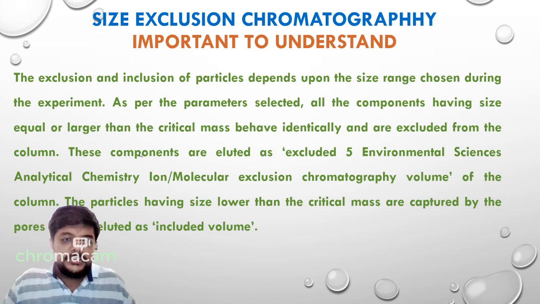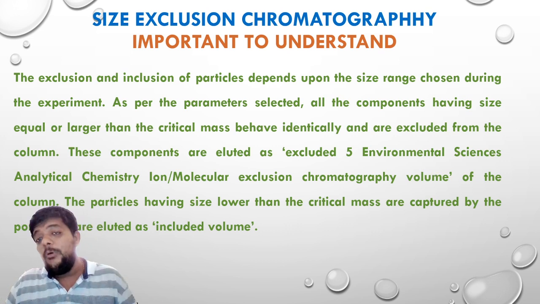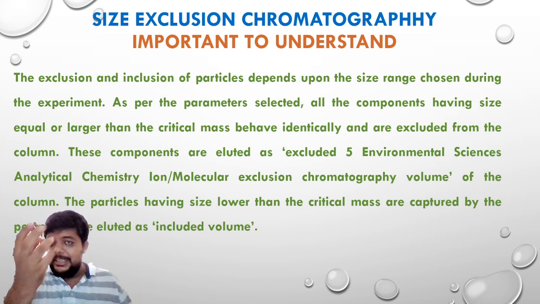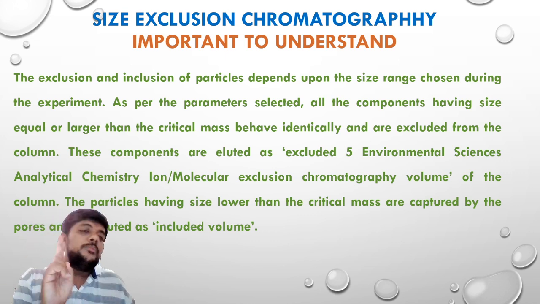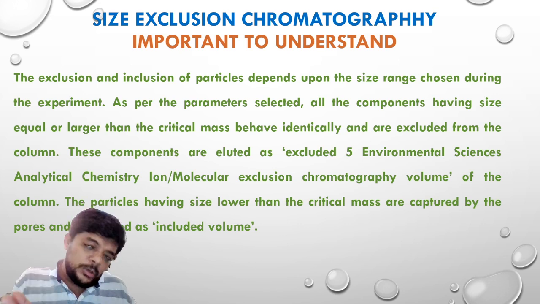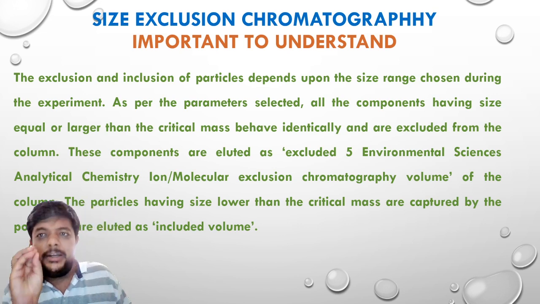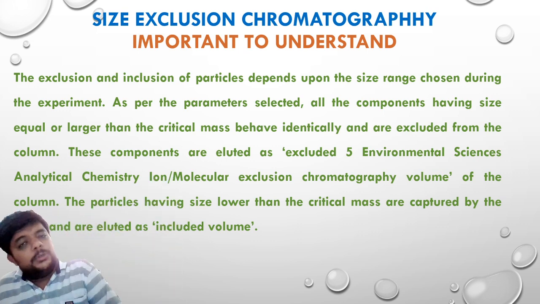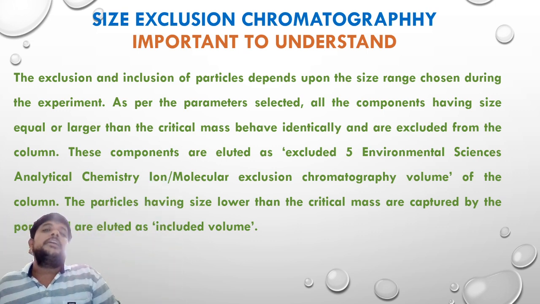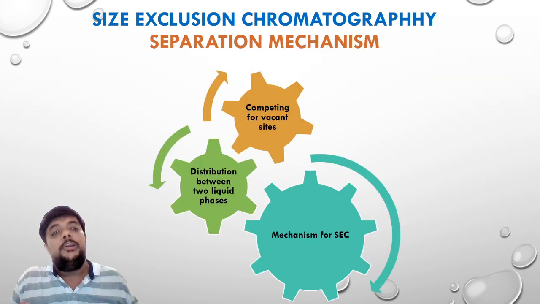For us, it is: these components are eluted as excluded volume. And the one that gets trapped is called included volume. So these two terms are very important. Those components from the mixture which do not get entrapped into the pores and are thrown away with the mobile phase are called excluded volume, and the components that get trapped are called included volume.